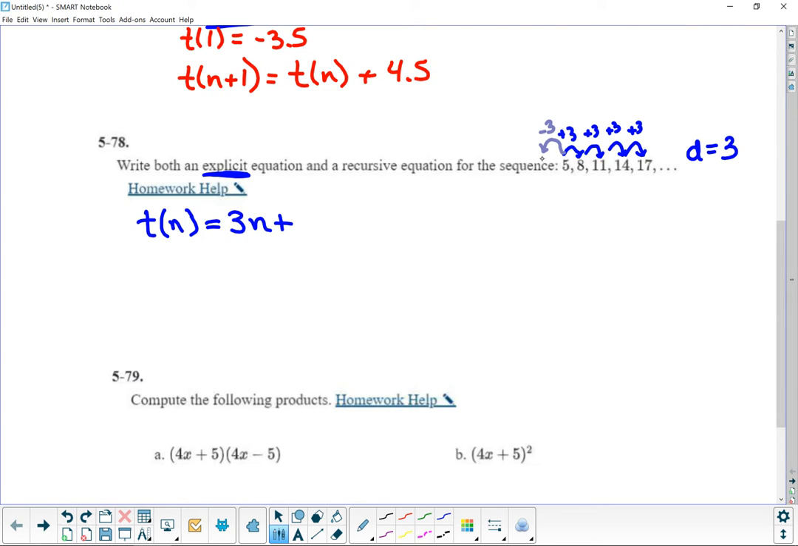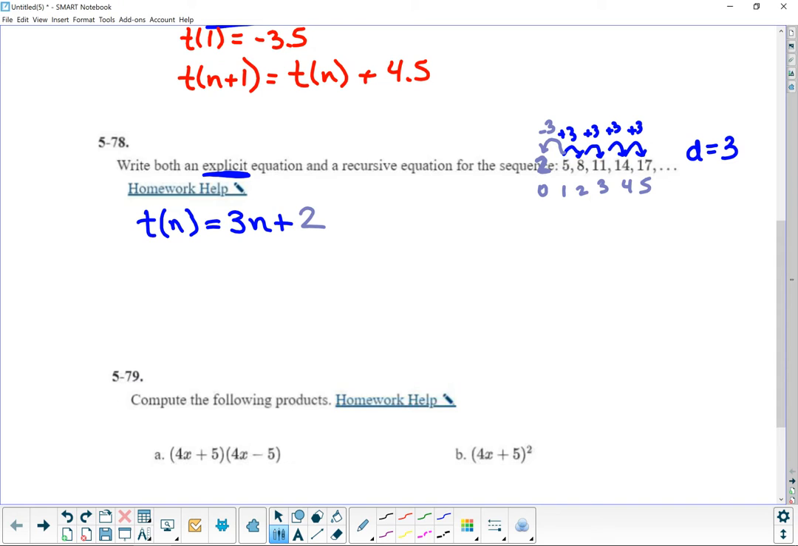So 5 minus 3 will give me 2. So my 0th term is 2. That means it's going to be 3n plus 2, right? And we can check it out. So look, this is my first term, second term, third term, fourth term, fifth term. That's my 0th term. Remember, we just found that.